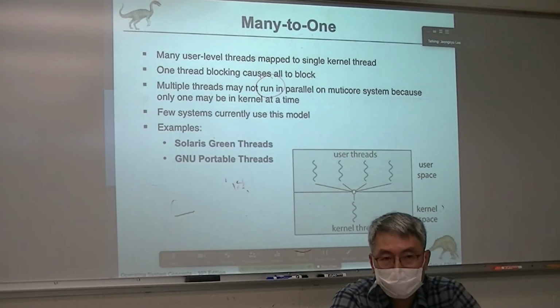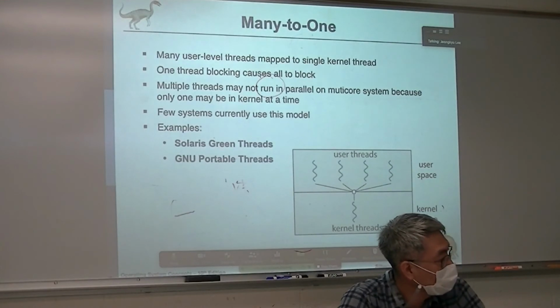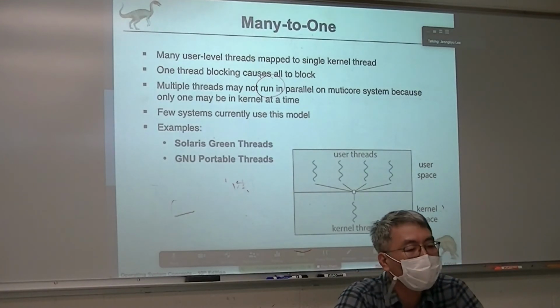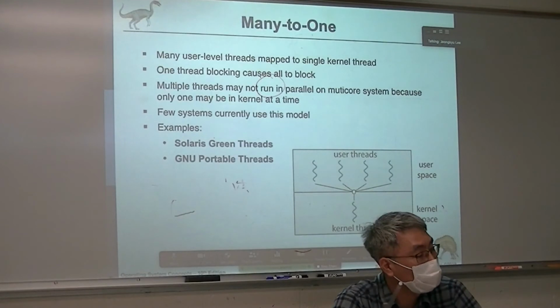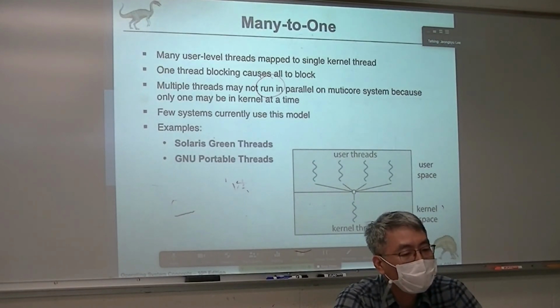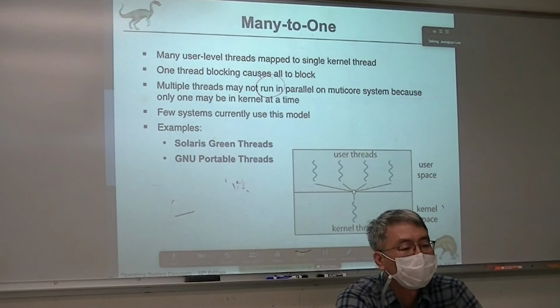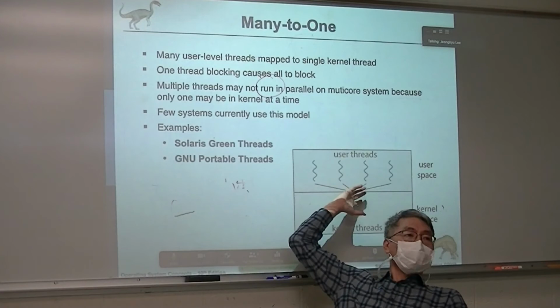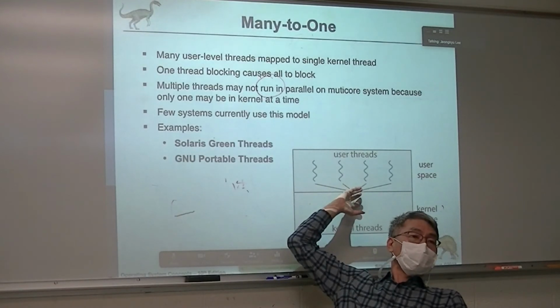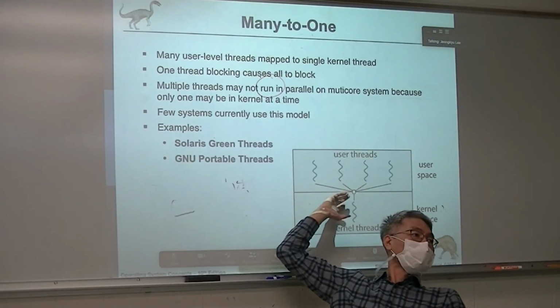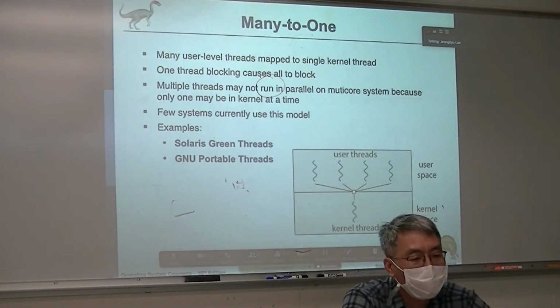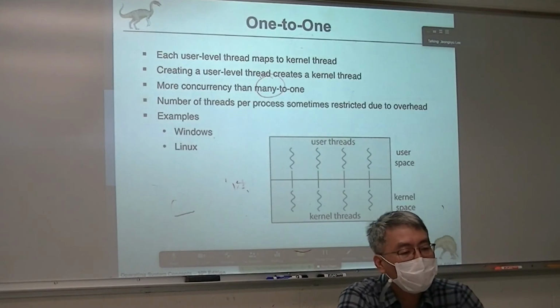You can create as many threads as possible, but during kernel mode, only one thread will take care. Okay? For example, Solaris green threads use such a model, and GNU Portable Threads use this one. But as you can see, the kernel side is still a single thread. Even though you have multiple processors or multicore, you cannot get the full benefit of this during kernel mode.